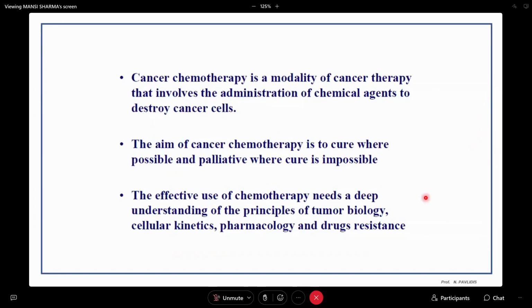So coming to the main topic, what is cancer chemotherapy? It's a modality of cancer therapy that involves the administration of chemical agents. So the point is chemical agents because we have a lot of other drugs to target cancer these days, including immunotherapy, targeted agents. We'll be restricting ourselves to chemical agents today to destroy cancer cells. So the aim of cancer chemotherapy is to cure where possible and palliative where cure is impossible. And this effective use of chemotherapy needs a deep understanding of principles of tumor biology, cellular kinetics, pharmacology, and drug resistance.